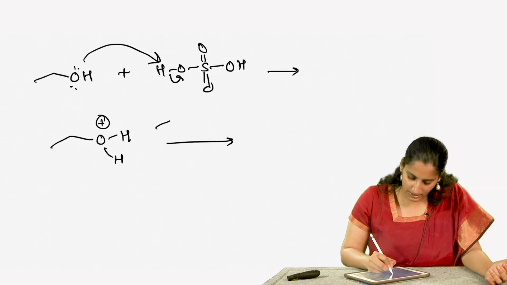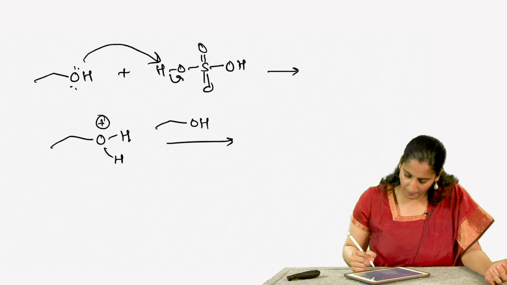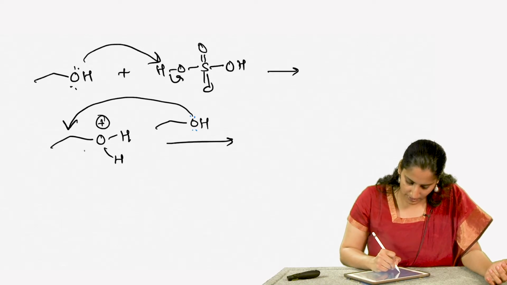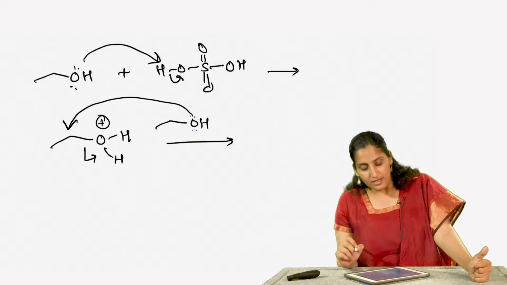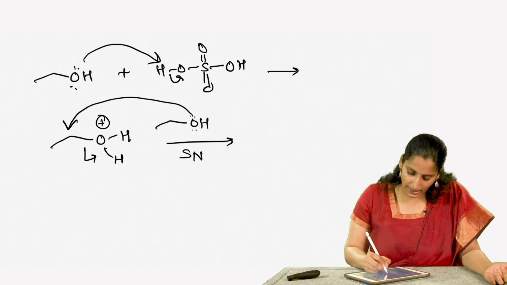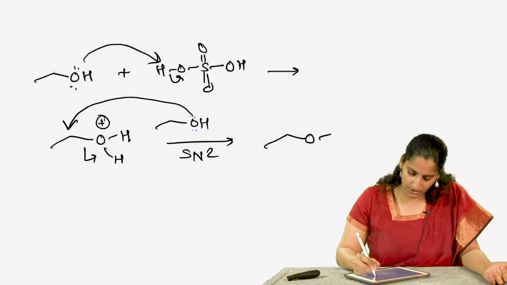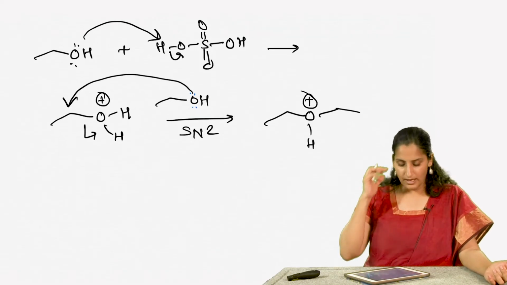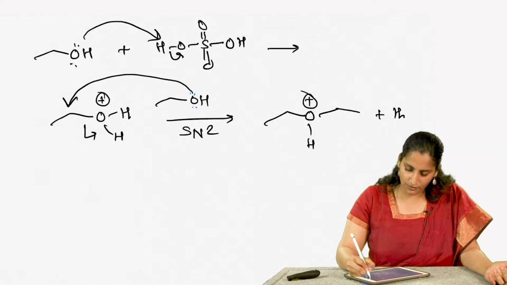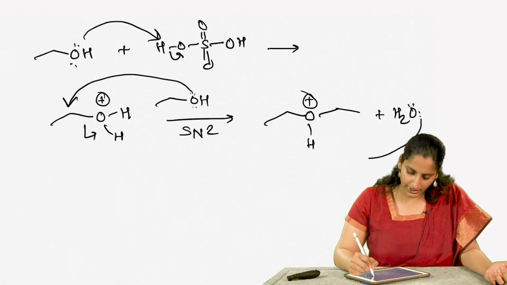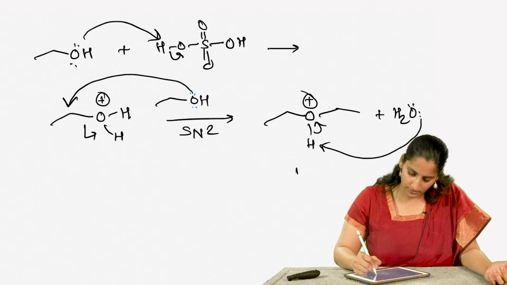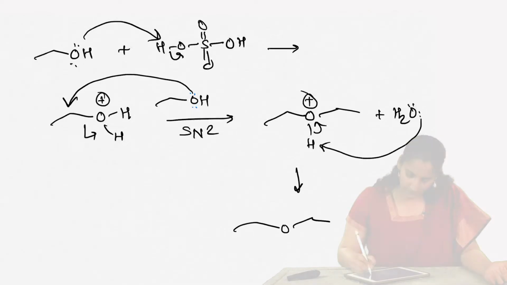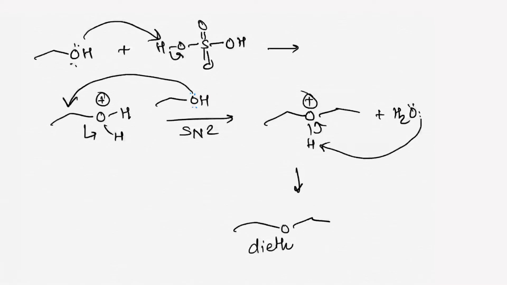then what happens is another molecule of ethanol is going to come, and with the lone pair of this oxygen, it is going to attack this carbon and kick out water as a leaving group. So, this is again an SN2 mechanism, and what we form here is the protonated ether as an intermediate step, which of course will later be deprotonated, forming the final product, which is diethyl ether.